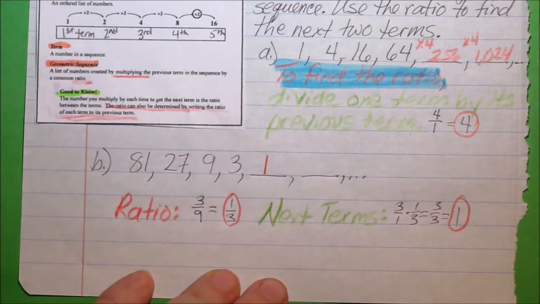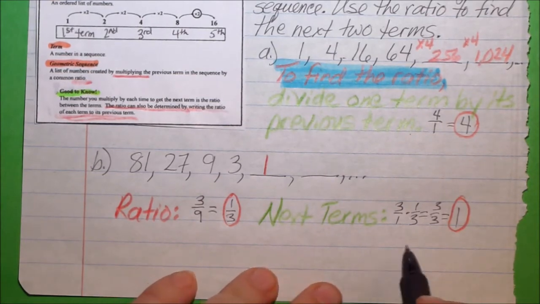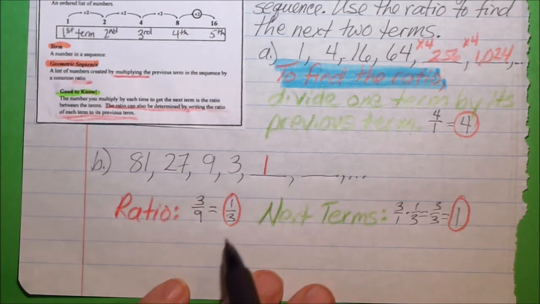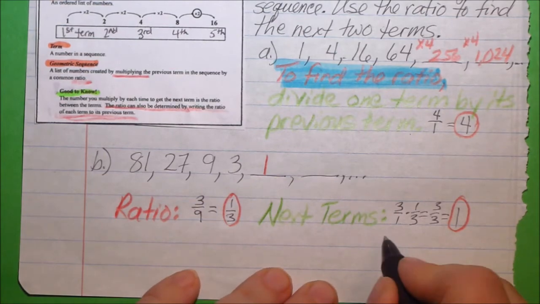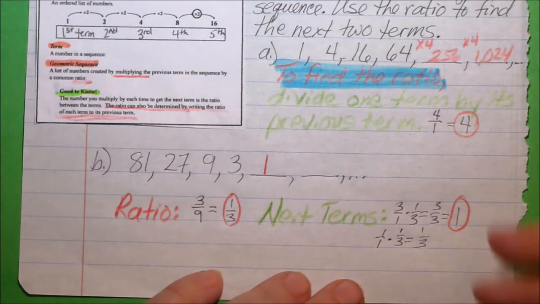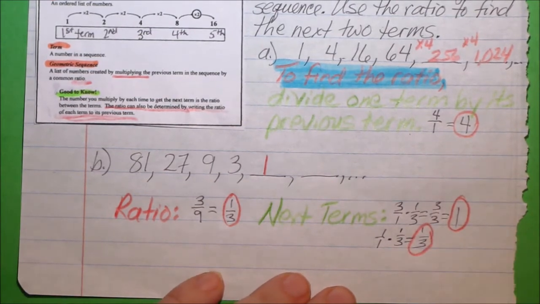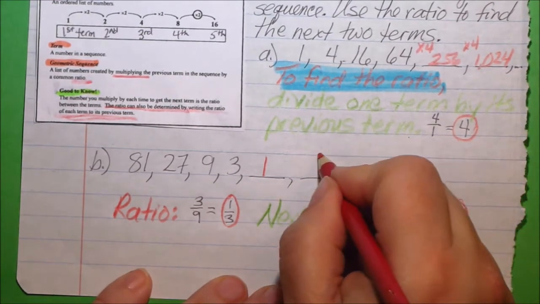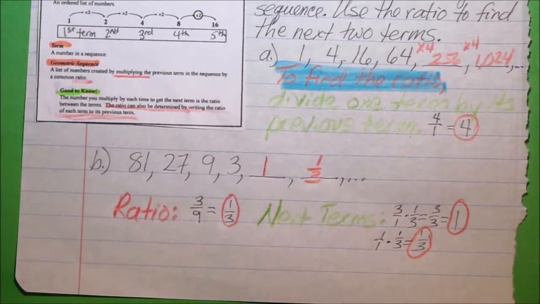Okay. Now the next one I need to find, again, I'm going to multiply 1 times 1/3, still by my ratio. So now I have 1 over 1 times 1/3, which equals 1 times 1 is 1, 1 times 3 is 3. And so my next term in this sequence is 1/3. And if I wanted to know what the next number was in the sequence, I would multiply 1/3 times 1/3, because that's my ratio. All right? So that's how it goes. Really, it is that simple.